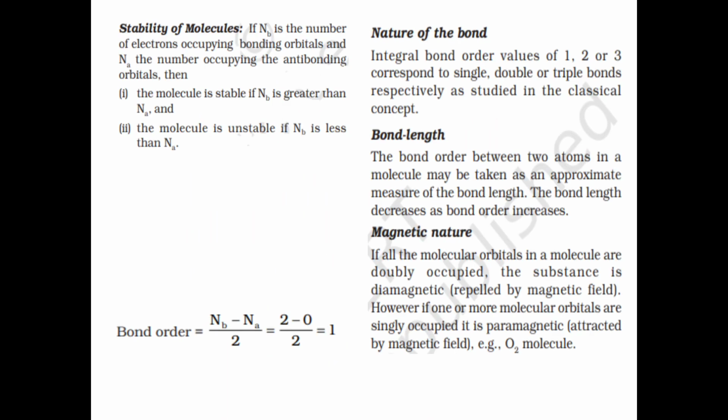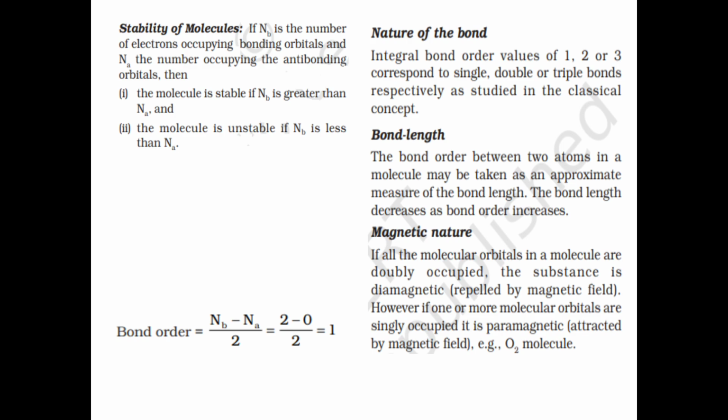Stability of the molecule. If Nb is the number of electrons occupying the bonding orbitals and Na the number of electrons occupying the antibonding orbitals, then the molecule is stable if Nb is greater than Na, and the molecule is unstable if Nb is less than Na. For example, Nb minus Na by 2 is equal to 2 minus 0 by 2, which is equal to 1.